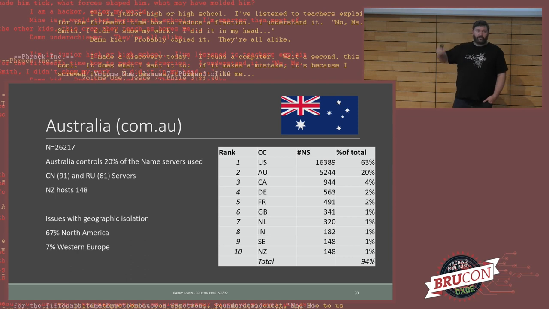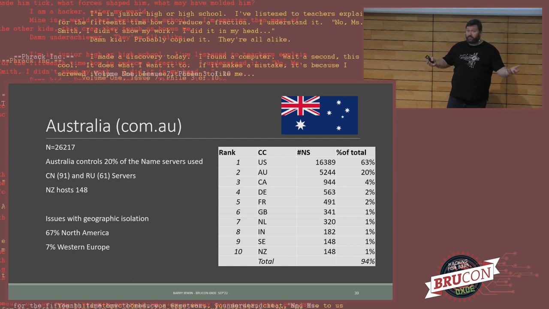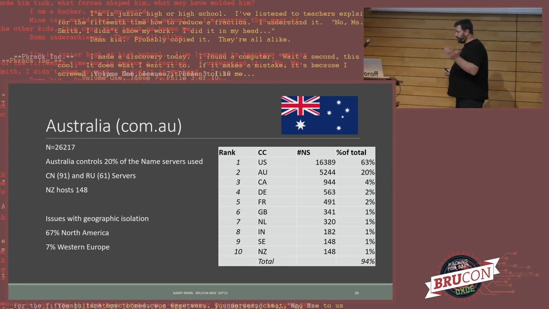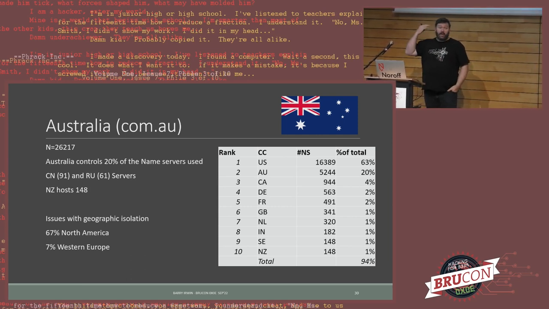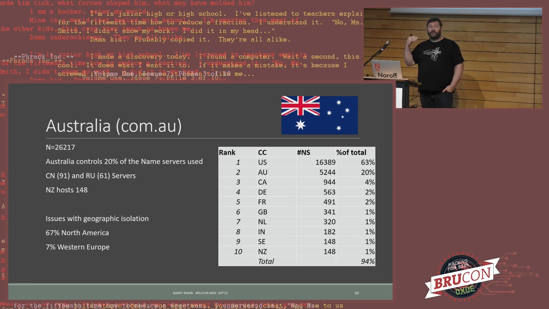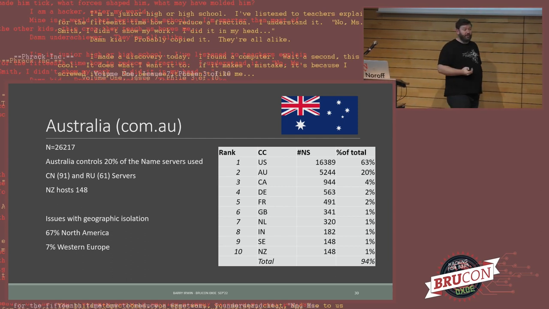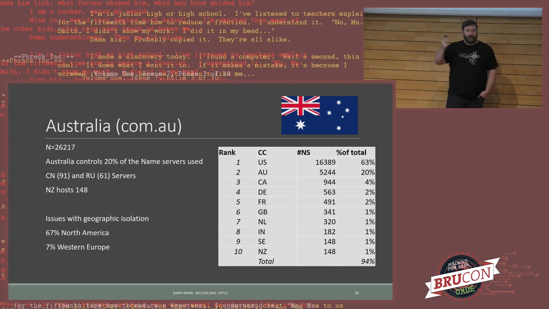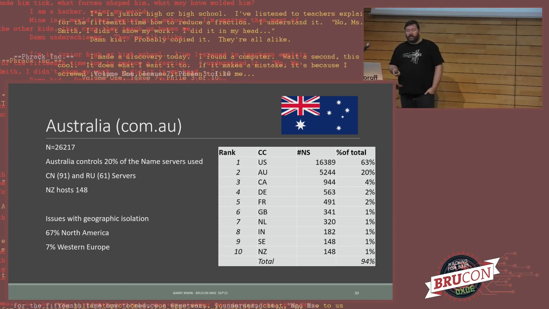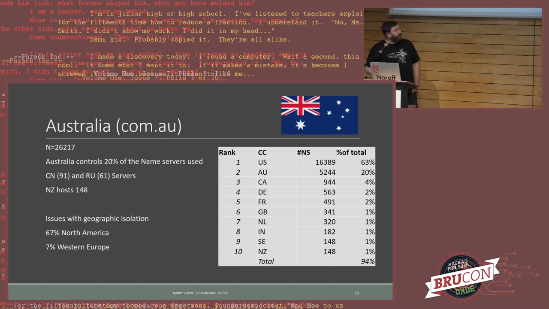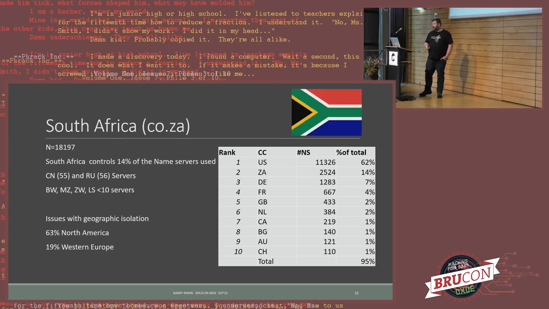And the big asterisk that, of course, sits with this is that geolocation is an imprecise science. Noted, but when I pull these stats, I use two independent systems, the Team Cymru one as well as the one from MaxMind, and in certain cases I also do some checks against the allocations of IP address ranges from the regional registries like APNIC, RIPE, ARIN, etc. Australia, not too bad. In total, 26,000 name servers control the Australian namespace. The top 10 make up 94% of those.